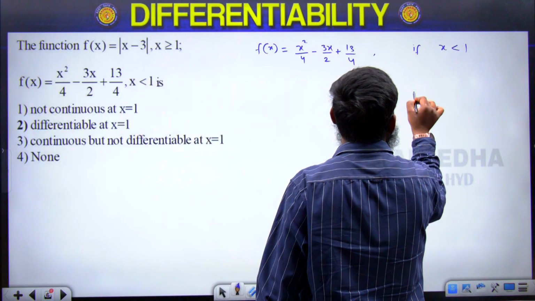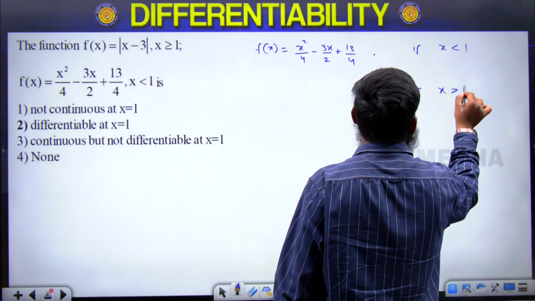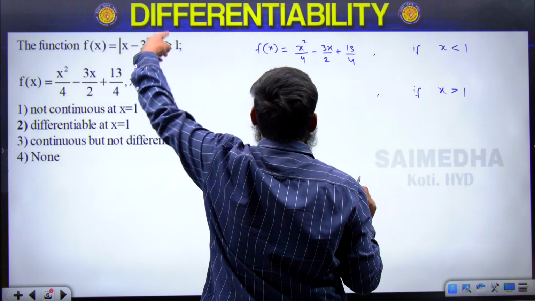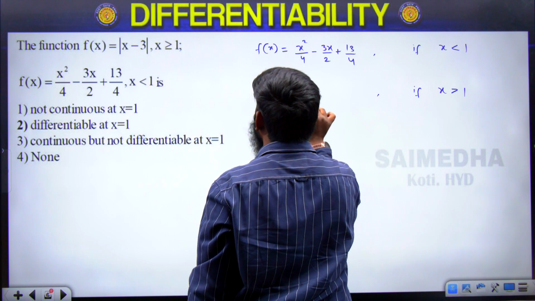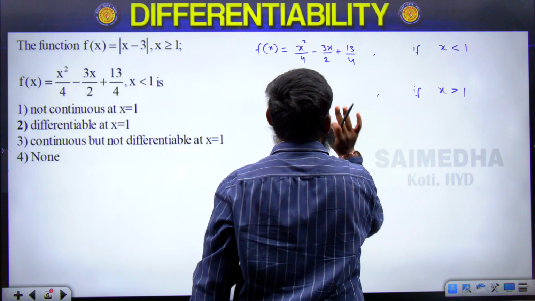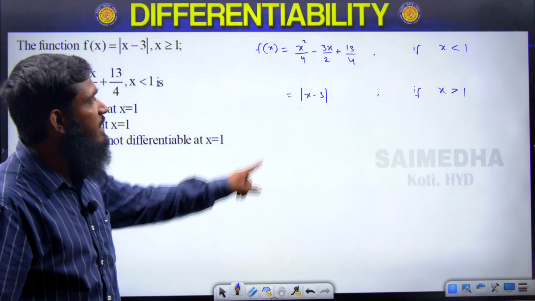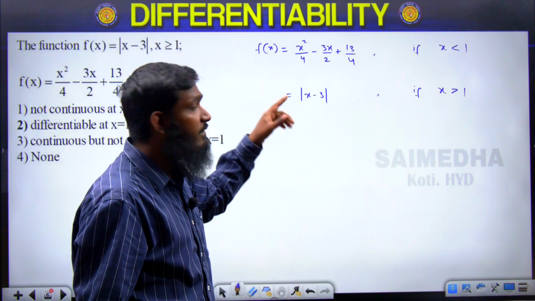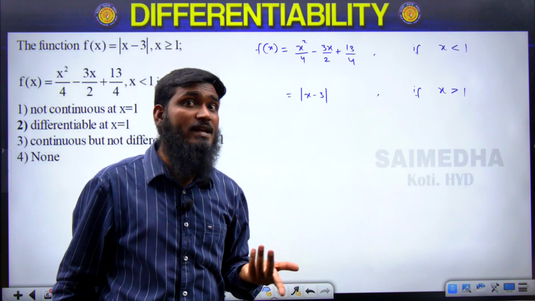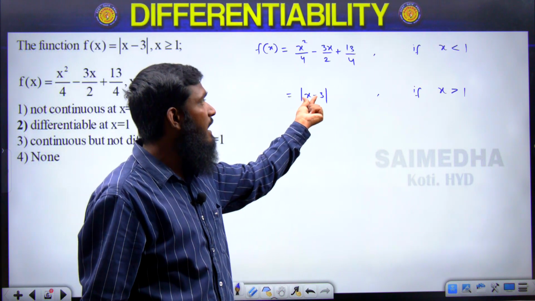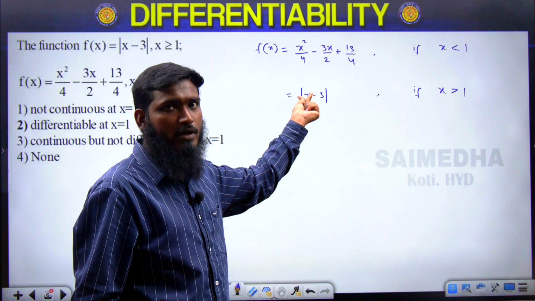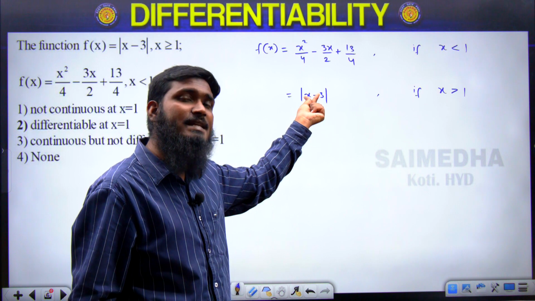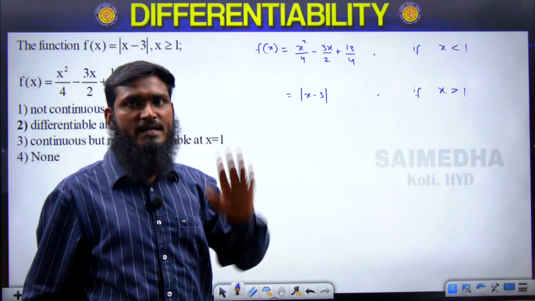Now if x is greater than 1, we have to take this case. This case means we are taking mod of x minus 3. Now we have to apply the modulus condition. What is the modulus condition? If this complete value is greater than 0, then we take it as plus f of x only. If it is less than 0, then we have to take it as minus f of x. Okay.